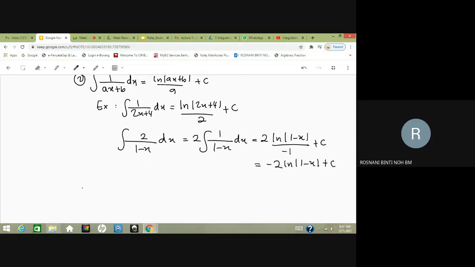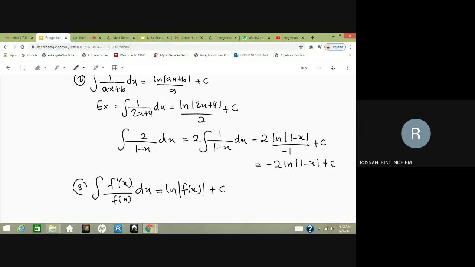Alright, so the third one. Integration of f prime x over fx dx. The second one was when your denominator is linear, but this one, when your denominator is fx, it can be linear, quadratic, or whatever. So this is the general formula. If you want to memorize, you just memorize the third one, because it will work for the other two. So the answer is ln |fx| plus c.